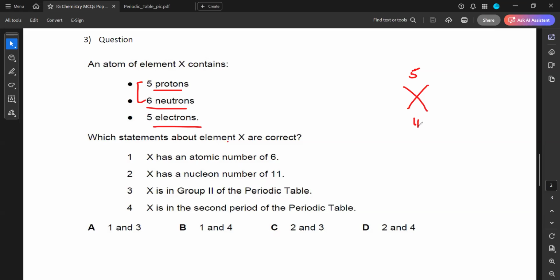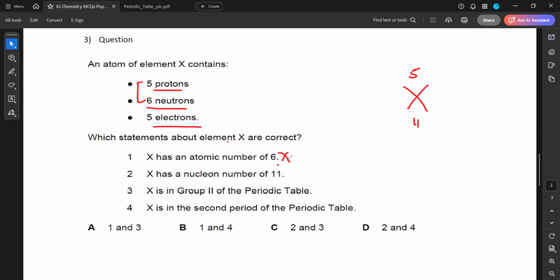The question is, which statements about the element X are correct? So we have to check the statements which are right. First thing, X has an atomic number 6. Is it right? Atomic number means the proton number. Does X have a proton number of 6? No. So it does not have a proton number of 6.